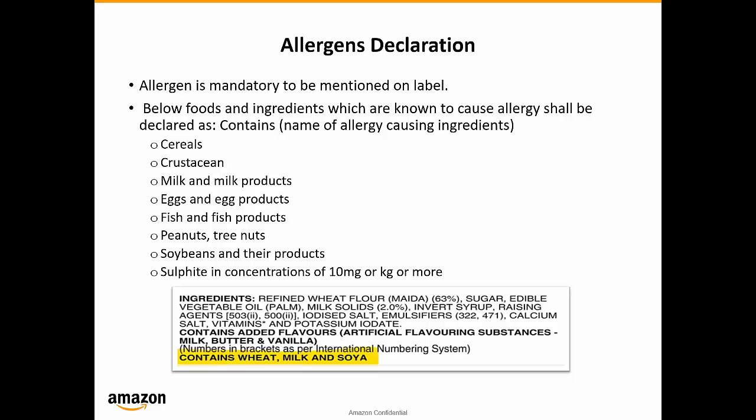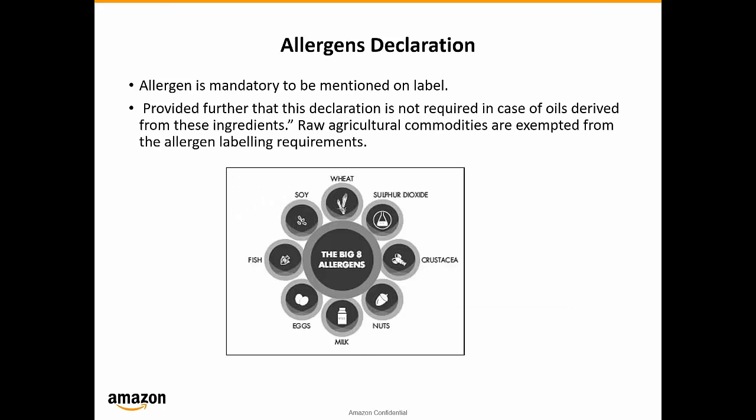Fish is also an allergen, fish and fish products. Peanut, tree nuts, like if you talk about cashew or the nuts, that should be clarified that this product contains nuts, so that if a person is allergic, they can think it through. Soya bean and their products, and lastly sulfite, if the concentration is 10 mg or 10 kg or more. So that should be clearly written that the sulfite concentration is this much, and it should be declared as contains sulfite.